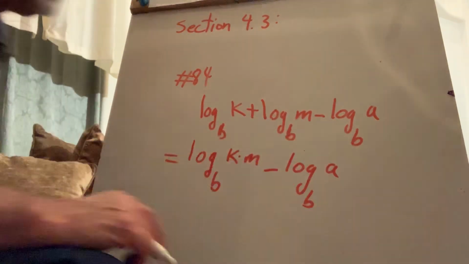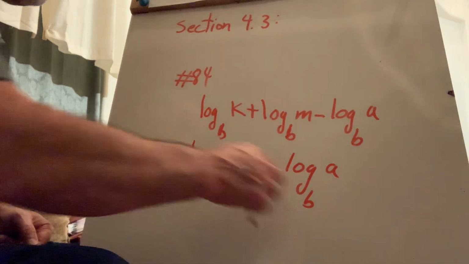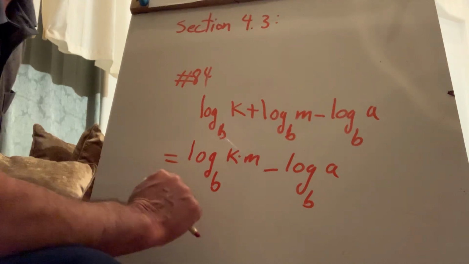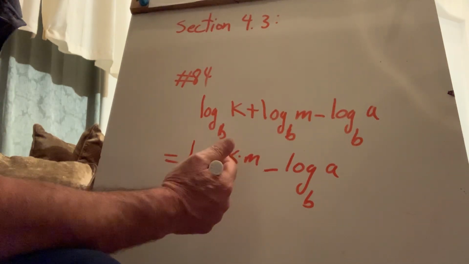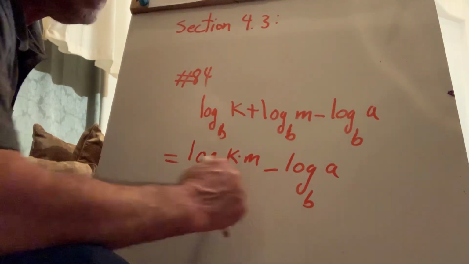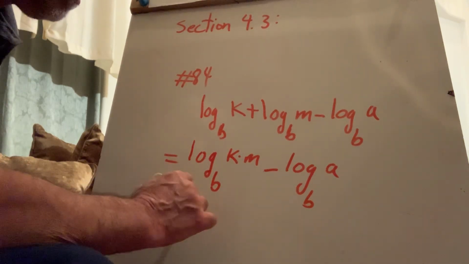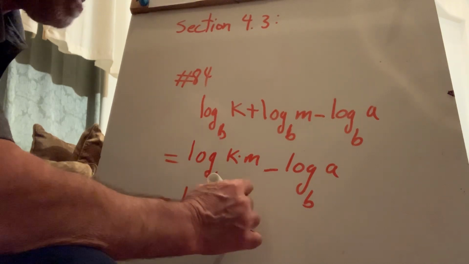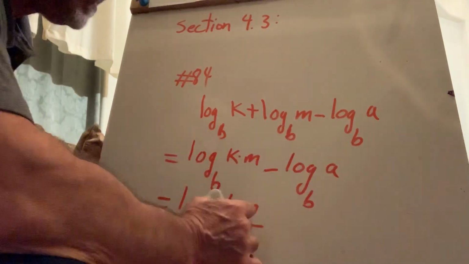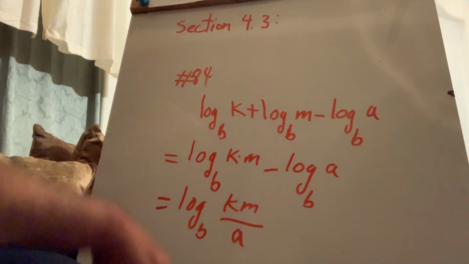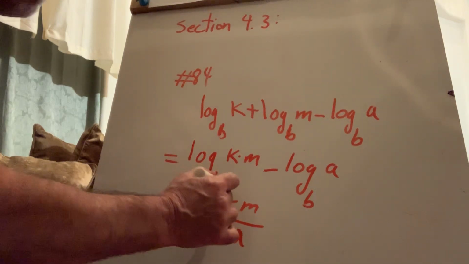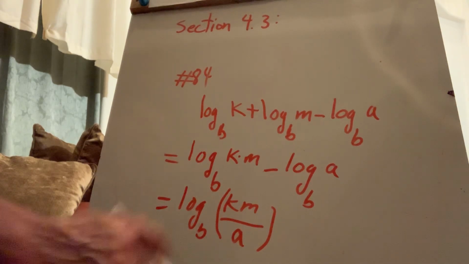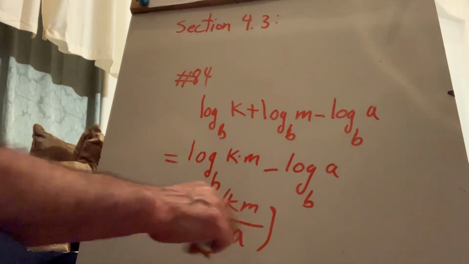Always remember that. So now you have a difference of 2 logs. Well, what property lets you go from a difference of 2 logs to 1 log? Of course, that's the one we call the quotient property. It says a difference of 2 logs can be written as the log of the quotient. In other words, log of the first expression, which is km, divided by the second expression, which is simply a. Sometimes people put parentheses, sometimes they don't. In this case, it's not necessary, but it may look good. And that's it. There is your single log.